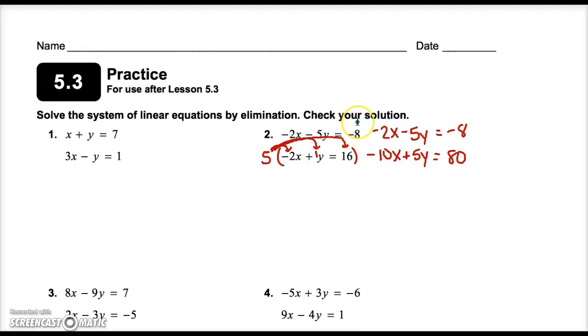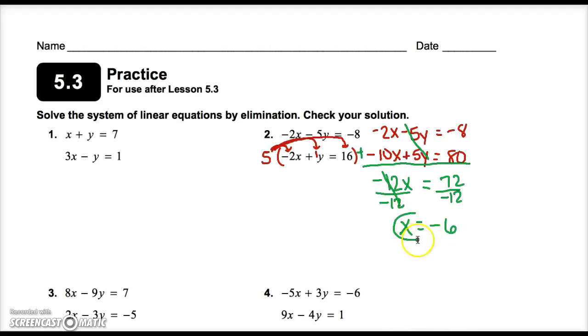So now that we have that, as you can see, in my equations I have a negative 5y and a positive 5y. Those are going to cancel. And remember, you add the two equations together. So negative 2x plus a negative 10x would give you negative 12x. And then negative 8 plus 80 would give you a positive 72. And then to get that x by itself, we're going to divide by negative 12. And you get x to equal negative 6. So that gives you your x value.